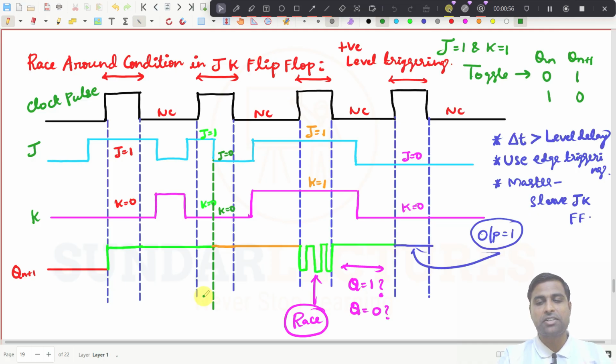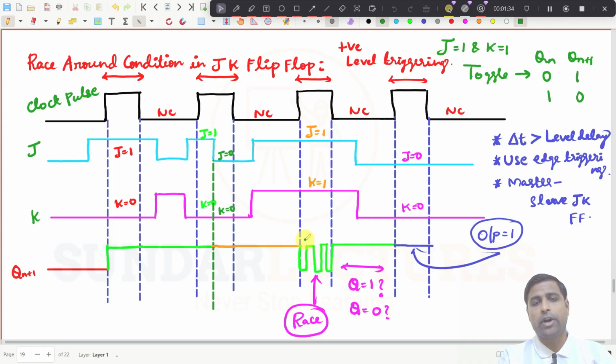So what is the race around condition in a JK flip-flop? It is very simple to understand. For example, we have taken an example here with the graph. Here we have taken level triggering. This occurs only in level triggering, not in edge triggering. In level triggering, this is the high level, so we have considered it to be a positive level triggering. At this stage, both J and K are 1 through the whole portion of the high level, that means positive level triggering, the J and K values are 1, 1, that is high.